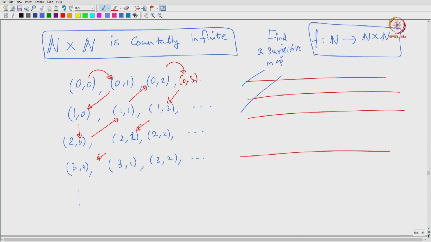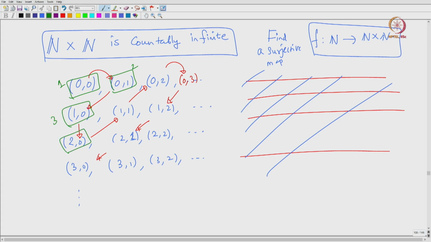So, diagonally you are actually counting, and by doing this diagonal thing, you will be able to count all of them. That means I am telling that this is my first element, this is my second element, this is my third element, this is my fourth element, this is my fifth element, this is my sixth element and so on. Exactly, maybe because we are starting with 0.